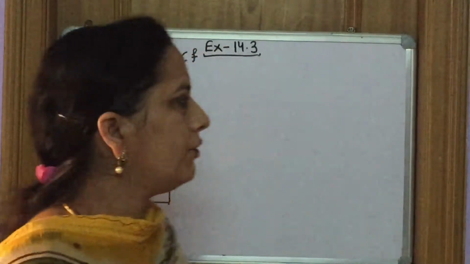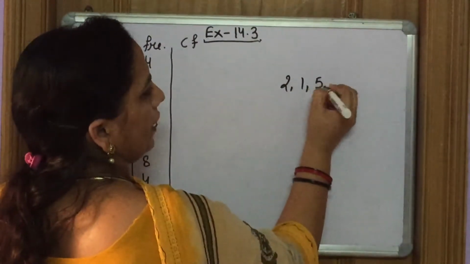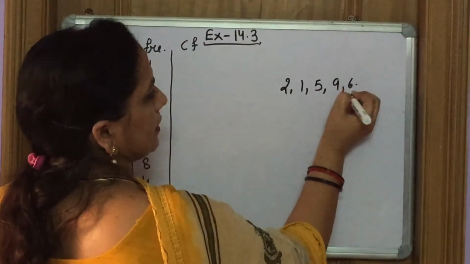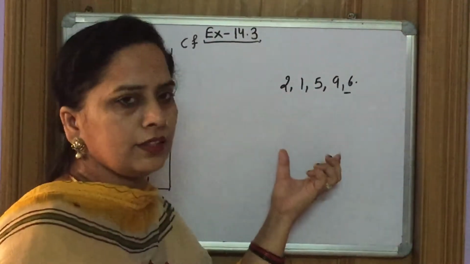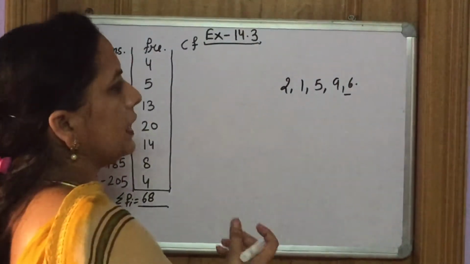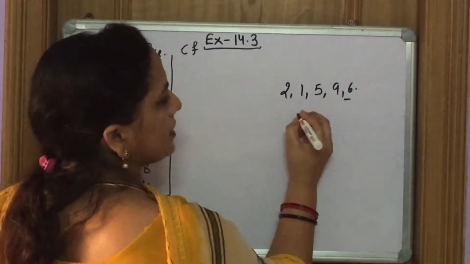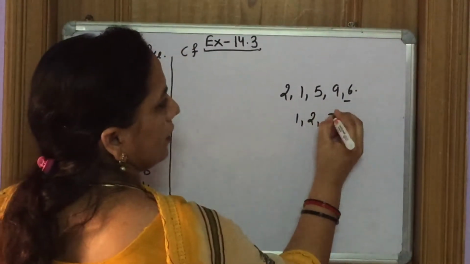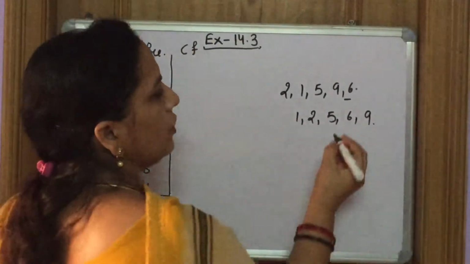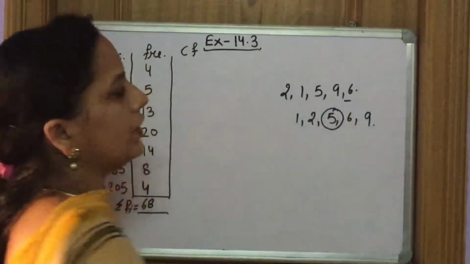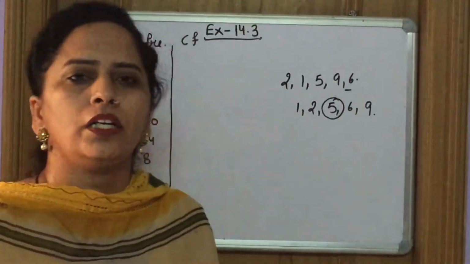For example, if we take 2, 1, 5, 9, 6. If we try to find out the median of this data, first of all change these numbers in an ascending or a descending order. If we change these numbers in an ascending order, then the middle observation of this data is 5. So we can say 5 is the median of this data. But this is for the ungrouped data.